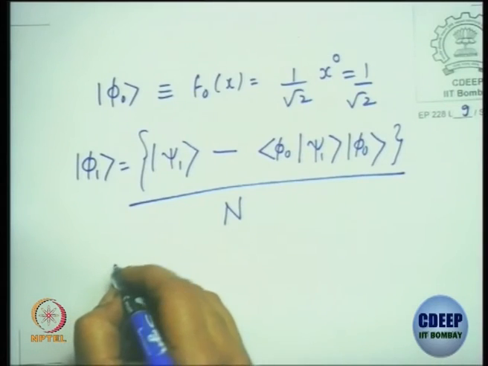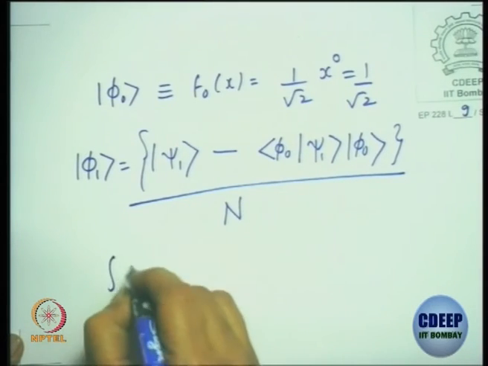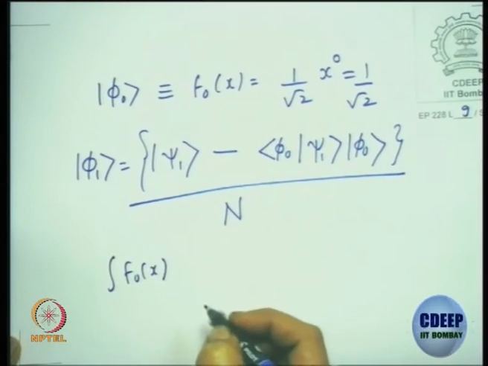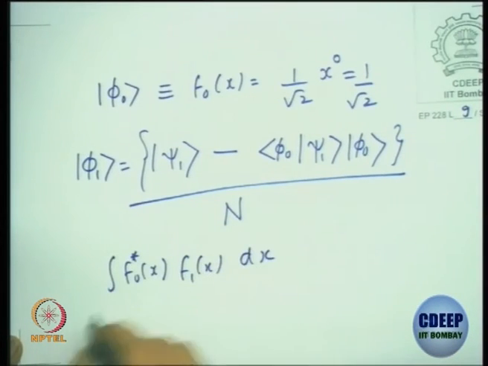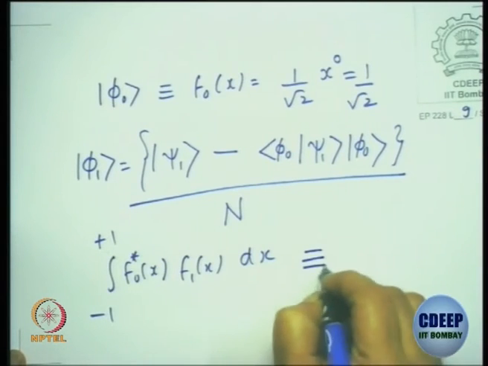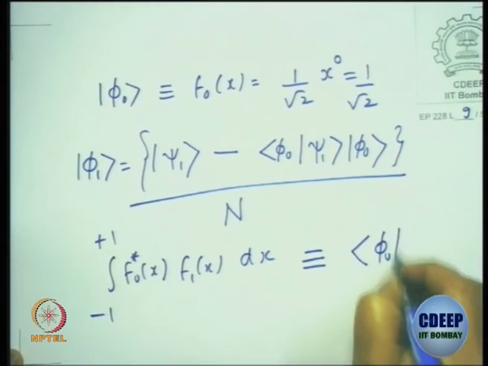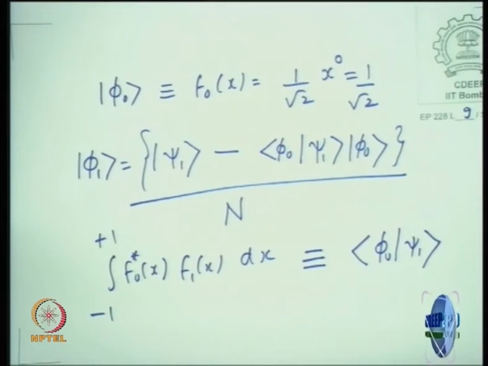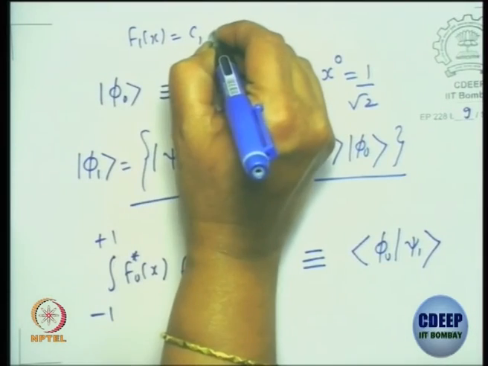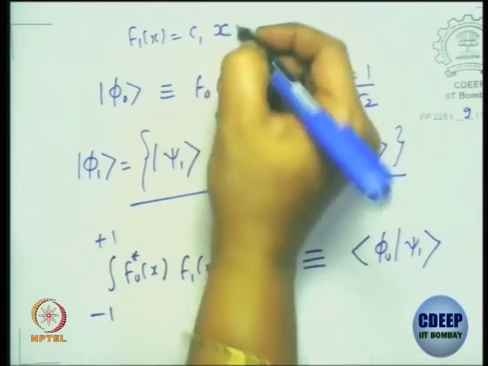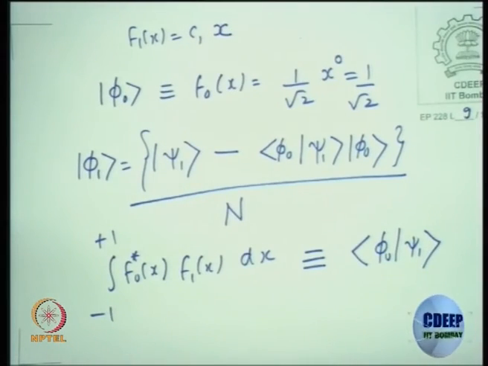Inner product in the function space will be f0 of x, f1 of x star dx between -1 to +1. So this is equivalent to your phi naught psi 1. And what is this going to be? What is f1 of x? f1 of x is c1 times x. Clear? f1 is c1 times x.